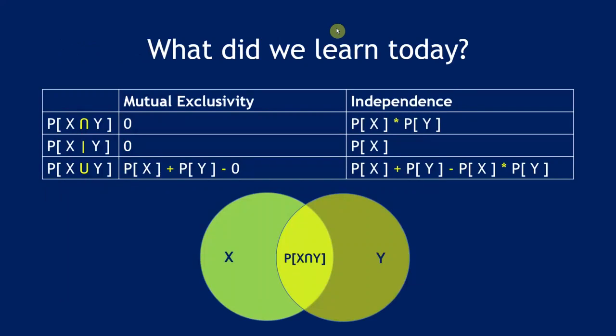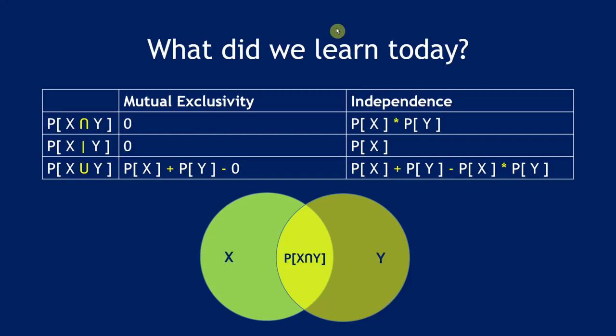So to summarize, what did we learn today? We learned about mutual exclusivity. We also learned about independence. We learned that the intersection for mutual exclusivity is 0, but for independence it is the multiplication of the probability of X and the probability of Y. In mutually exclusive events, the probability of X given Y will be 0, but in independent events, the probability of X given Y will be the probability of X.